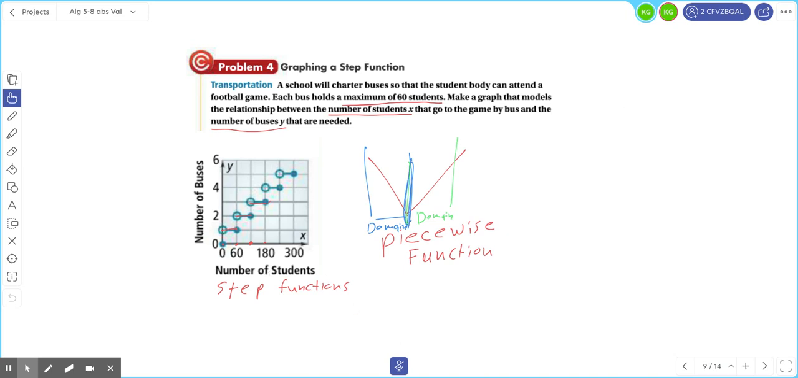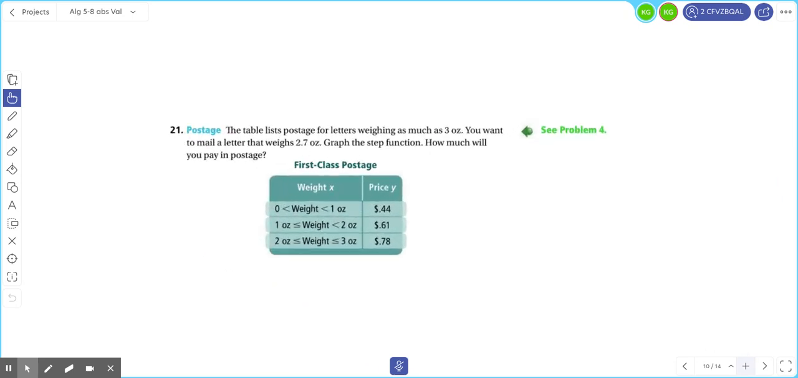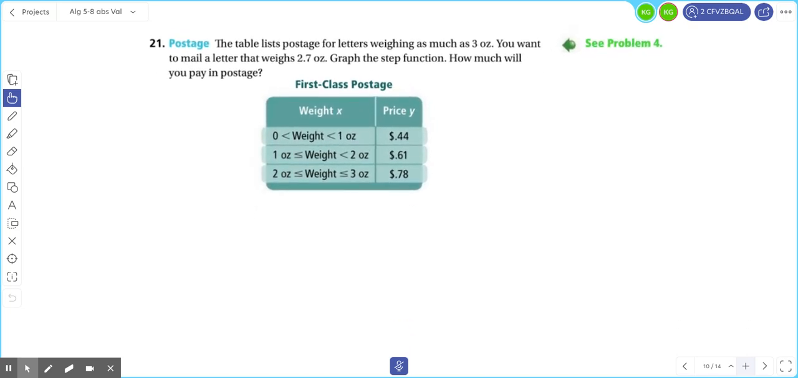All right, so on the next slide, you are going to answer this question, and you are going to use this table, and you're going to do letters from 0 to 1, 1 to 2, 2 to 3. You're going to put it on a graph and draw the graph function, and then you're going to answer this question about if you had a 2.7 ounce letter to mail. All right, so give that one a shot, and then we'll jump back to talking about translating the absolute value function.